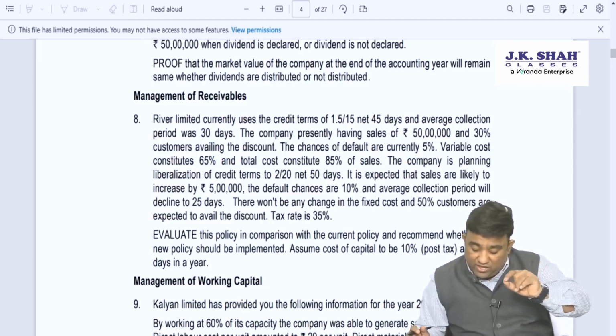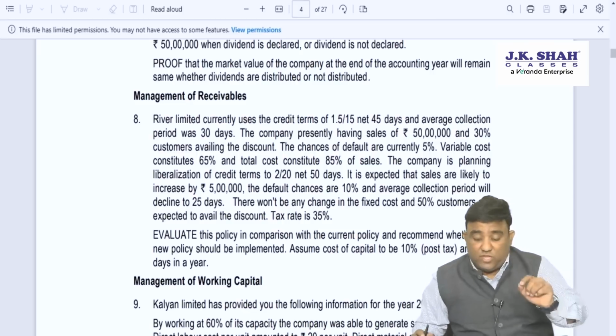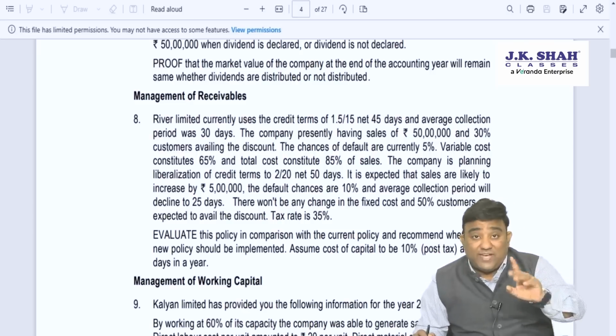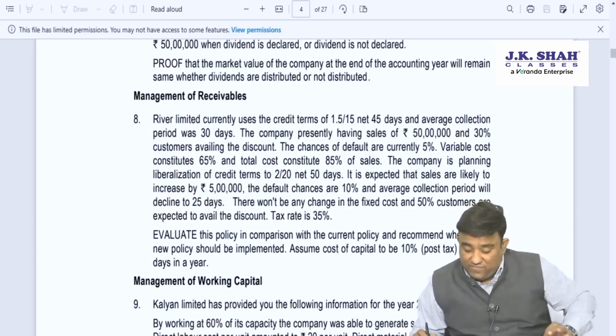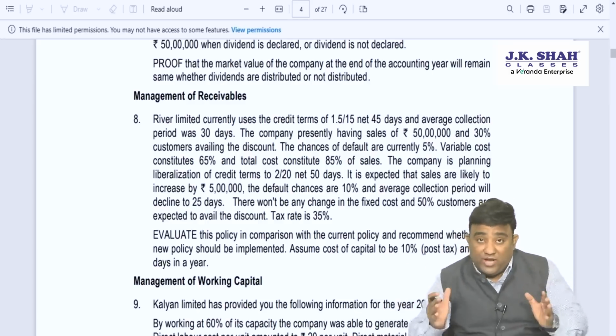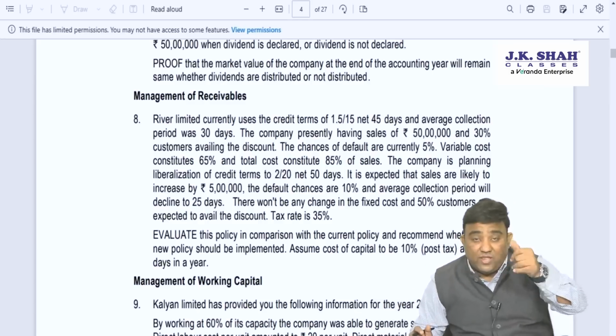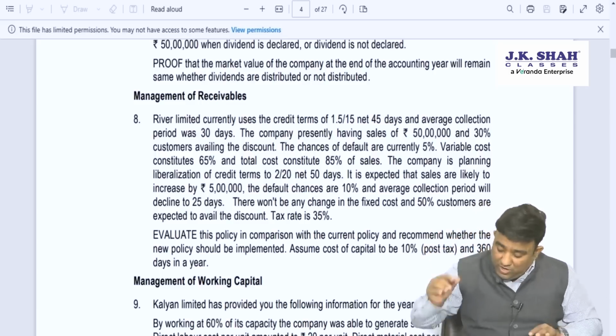Evaluate this policy in comparison with the current policy and recommend whether the new policy should be implemented. Cost of capital is 10%, post tax is given. So no need to convert that rate from pre-tax to post-tax, it is already post-tax, and 1 year is assumed to be 360 days. So students, there are two policies.